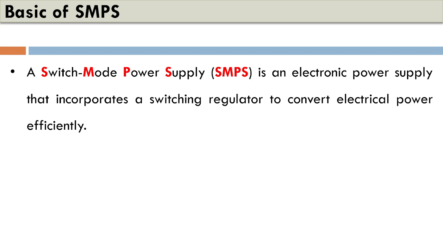Again, the main difference between the traditional power supply and the switch mode power supply is that here the regulation is provided on the primary side of the transformer.